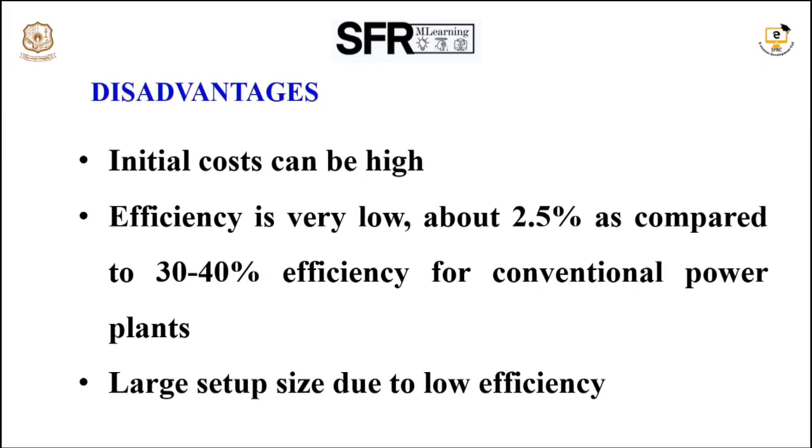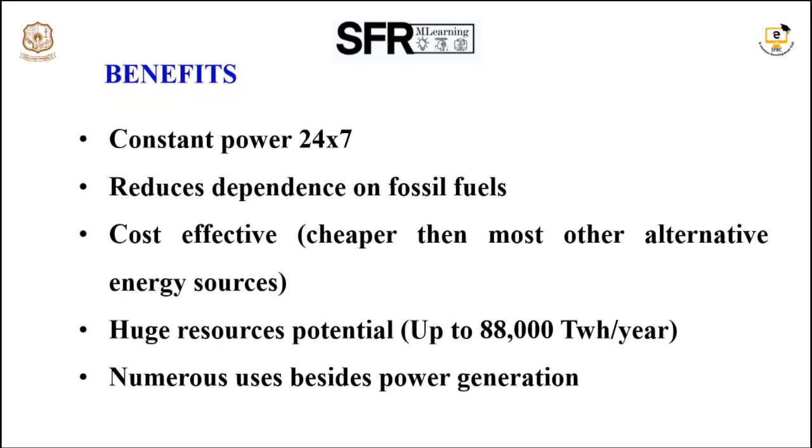The initial cost can be very high, and the efficiency is very low, about 2.5% as compared to 30 to 40% efficiency of conventional power plants. A large setup size is needed due to the low efficiency. That is the main disadvantage. Even though it has some disadvantages, there are many benefits.